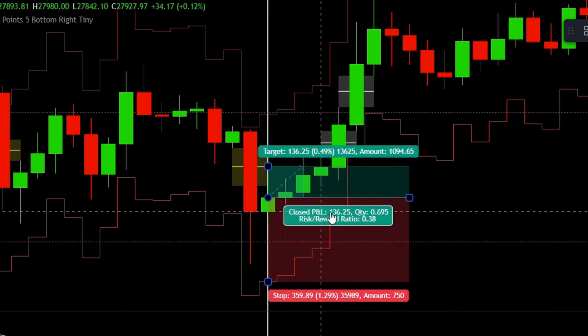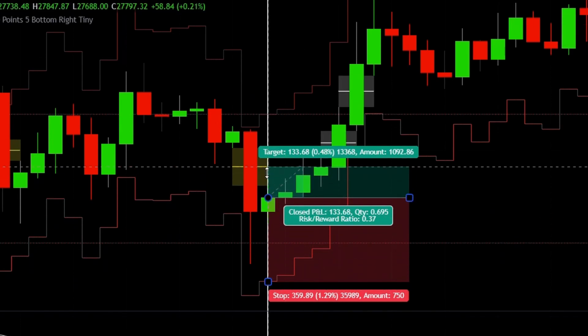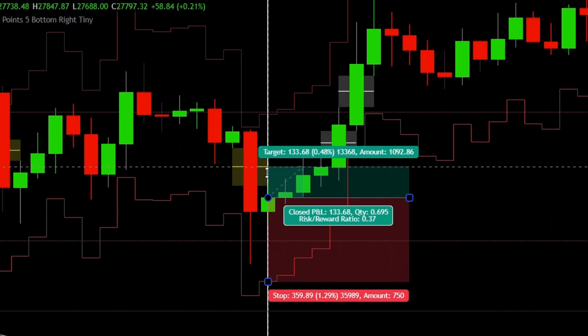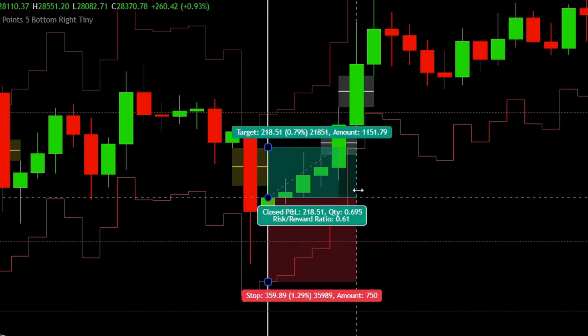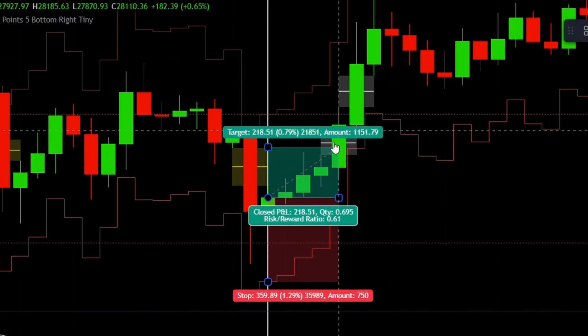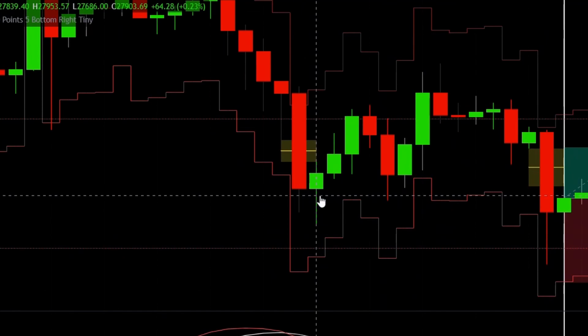That's because a 0.2 or lower risk to reward ratio is not worth the risk of losing the whole trade. But in this case, the risk to reward ratio at the middle point is higher than 0.2, so it is a valid trade. And as you can see, the take profit level was hit right there. Just before it, we can see another long entry example.